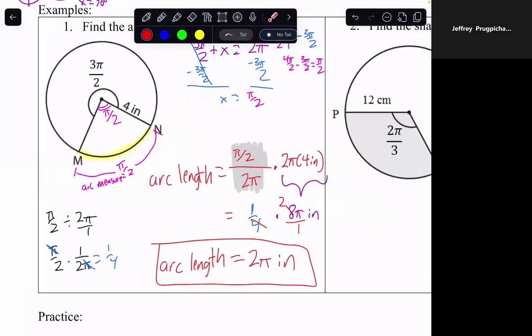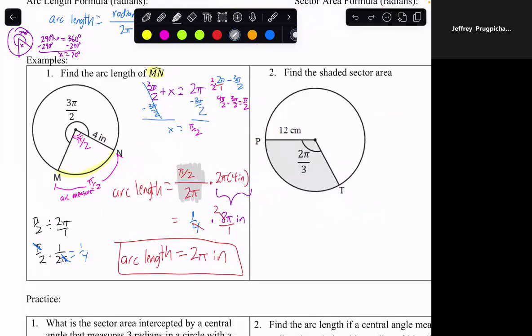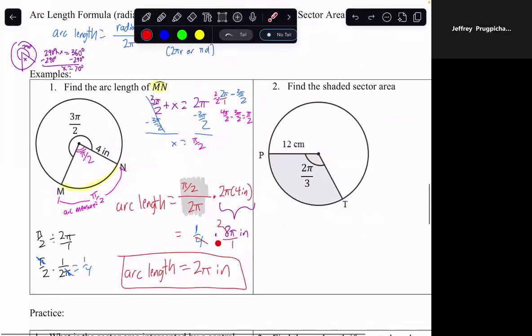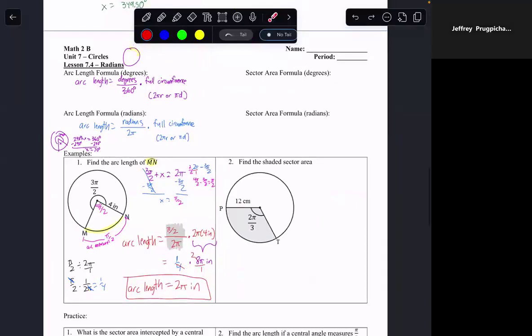Okay, so we only had to subtract from 2 pi because I told you this measurement when we needed this measurement instead. You won't always do that. Any questions on this first problem? Okay, so same idea for this sector area.